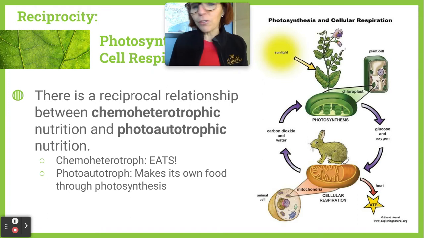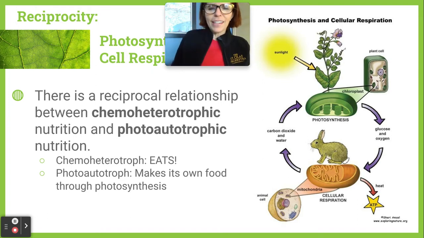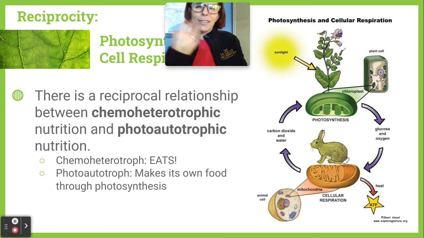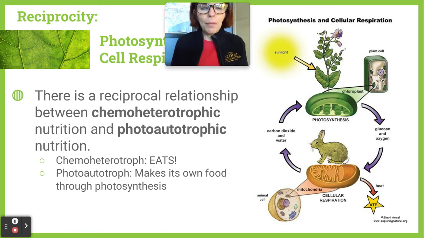So what's a chemoheterotroph? Chemoheterotrophs are any organisms that eat. Chemo refers to chemicals in the environment, like glucose, that kind of thing. Hetero means other, and troph means food. So they're eating others in order to get their food, their nutrition.